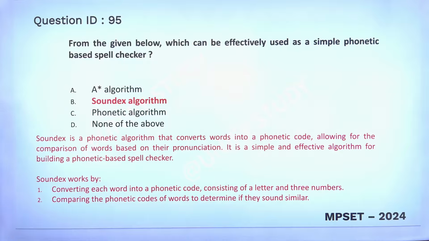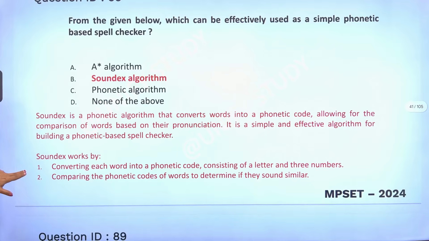Here, converting each word into a phonetic code and comparing the phonetic codes of the words to determine if they sound similar.